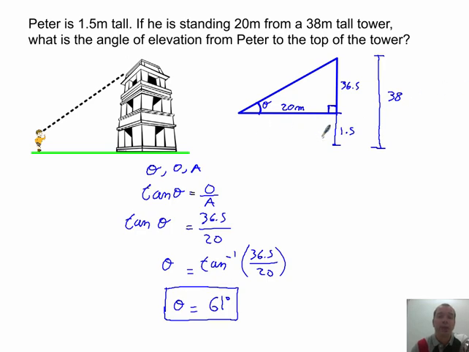Okay. The trick to this question was to remember that Peter was 1.5 meters tall. So therefore, the height of our triangle was 36.5, which is 38 take away 1.5. We want to find out this angle, and we know that this is 20 meters distance to the tower. So, angle, opposite, and adjacent, because that's my opposite and that's my adjacent, which means we're going to use tangent, opposite over adjacent. Tangent of theta, I don't have the actual angle, and it would be 36.5 over 20. I just move the tan over, and tan inverse gives me 61 degrees, and that's the angle of elevation from Peter to the top of the tower.